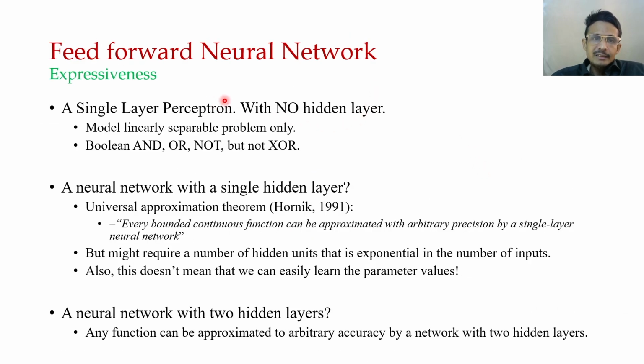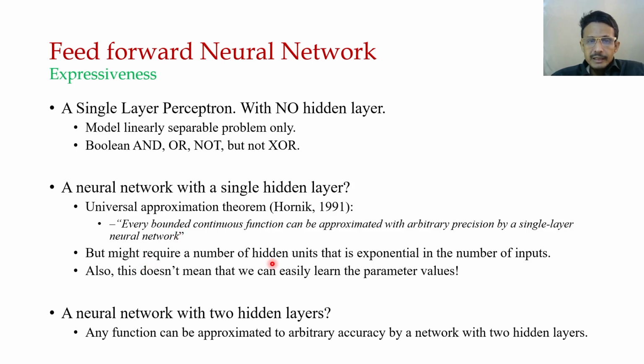So with respect to expressiveness, the single layer perceptron with no hidden layer models only linearly separable problems. It models AND or NOT gates, but not the XOR gate. A neural network with a single hidden layer is covered by the universal approximation theorem, 1991: every bounded continuous function can be approximated with arbitrary precision by a single hidden layer network.